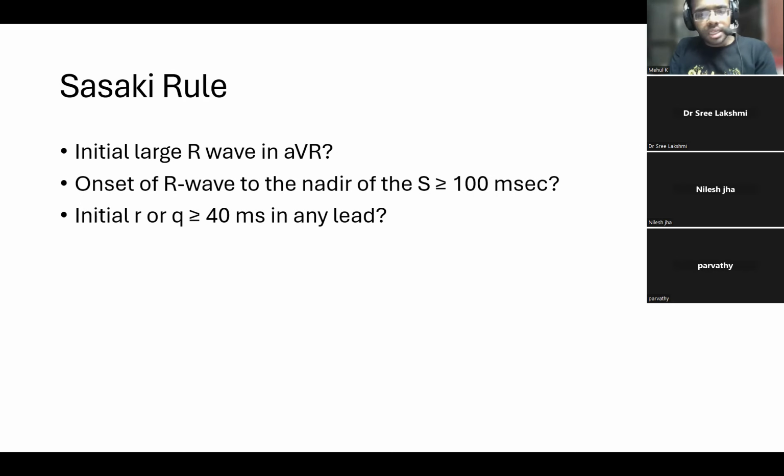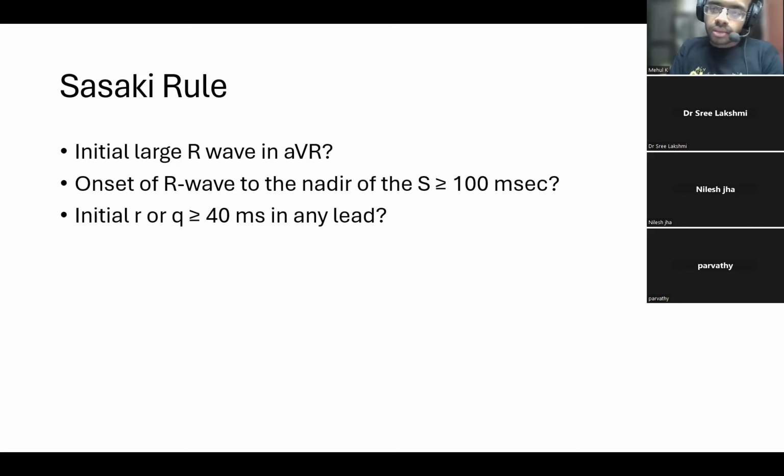The Griffith rule doesn't actually tell you anything different from the other rules. The only thing is that it is a little more simplified compared to the other two. So if you see a big R wave in aVR, VT. Then if the Brugada sign is present, it is VT. The initial part of the QRS more than 40 milliseconds, VT.